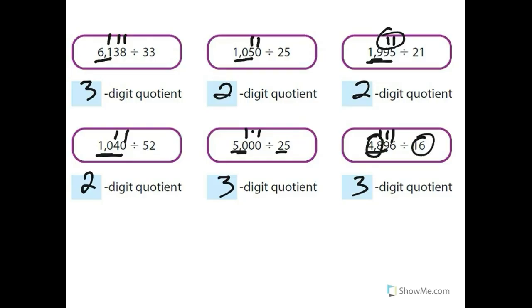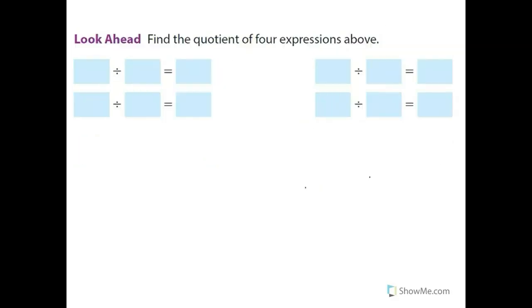And just to give you a simple example, I can put this 33, I know it's at least 100 times, because it'd be 33 with 2 zeros, right? At least 100 times. If I did 1,000 times, it would be 33 with 3 zeros. That'd be way too much, wouldn't it? So I know it's going to be at least in the hundreds. All right, so our look ahead says find the quotient of 4 expressions above. So let's do 4 of them.